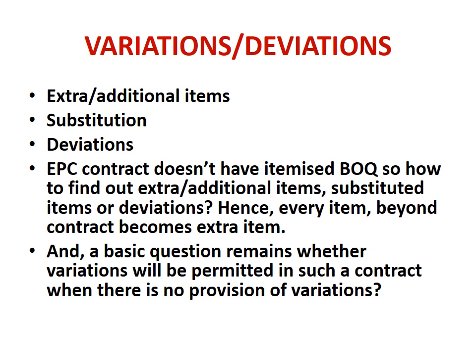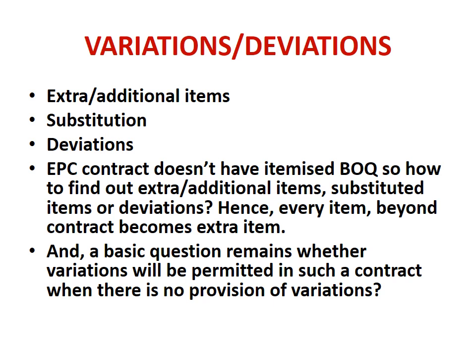Now an EPC contract doesn't have any itemized BOQ or bill of quantity or schedule of quantity, whatever you call it. So now the question is how to find out whether any extra or additional items or substitute items or deviations will be there in an EPC contract. Hence, every item beyond the contract becomes almost an extra item. So if it is not available in the contract, it means it is an extra item. We can't have any substitution or deviation, it will be an extra item.